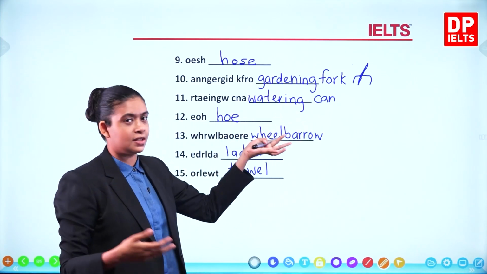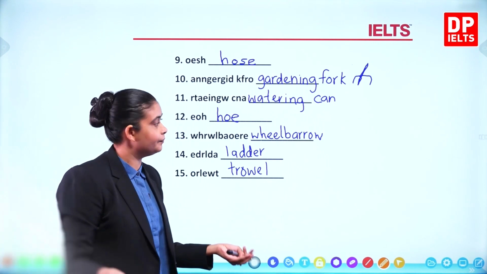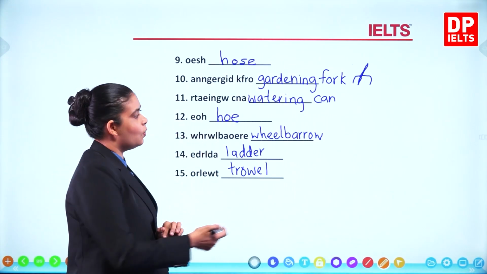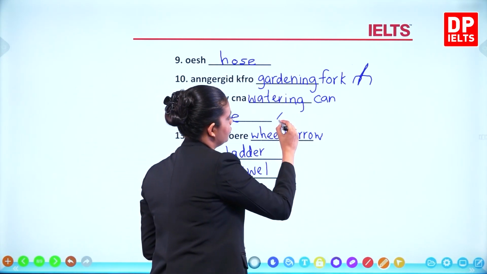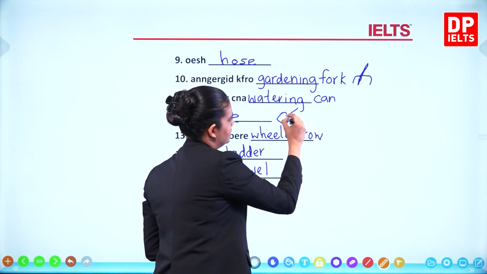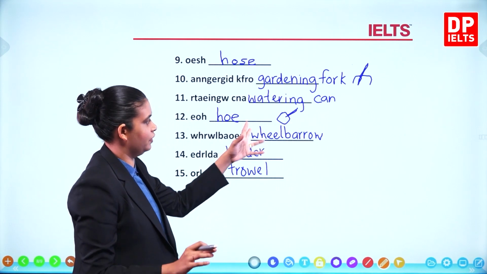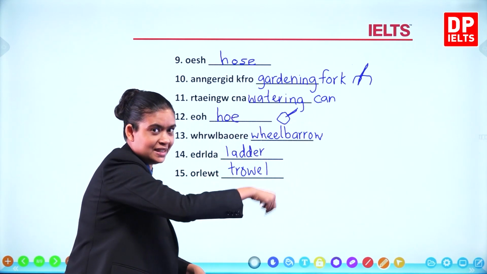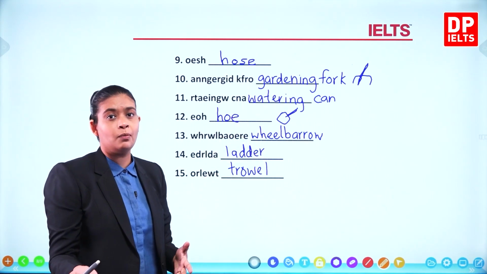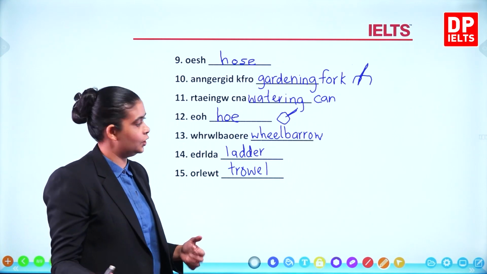Watering can, water can, watering can, same. Hoe, right? Hoe is like, you know, what we use to dig the soil like this. My drawing isn't great, guys, okay? It looks a bit, you know, not weird, but you use it to dig, and a lot of people use it for farm work as well, okay? When you're doing farming, they use it.